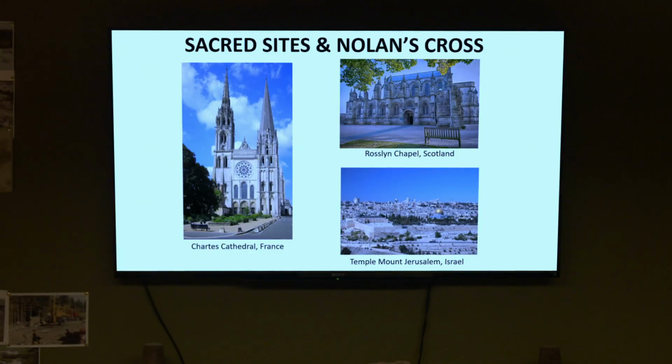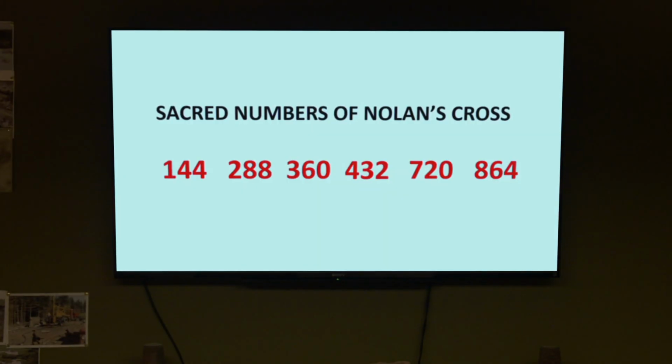Next slide. So when you see these numbers, you're going to start to see a pattern form, and these numbers will be a key to understanding the treasure of Oak Island. So how does this work with Nolan's cross? Well, let's go to the next slide and I'll show you.